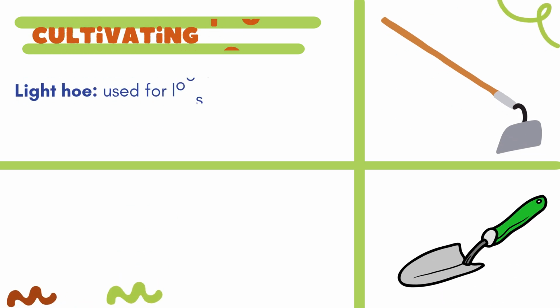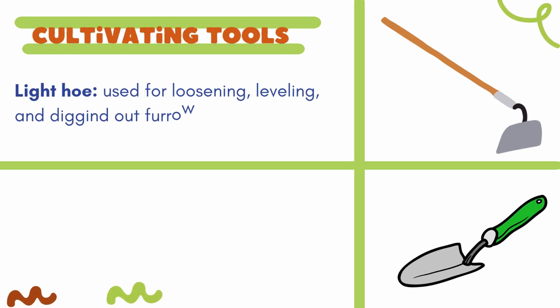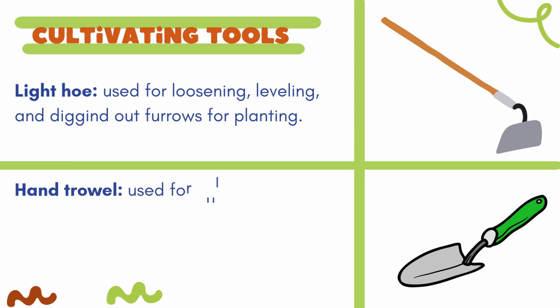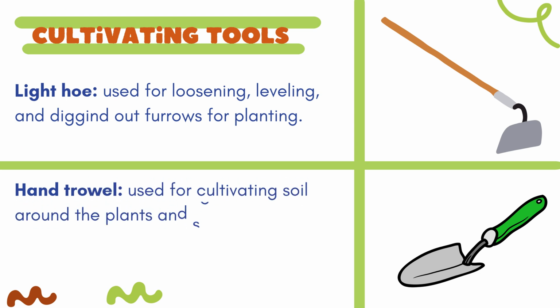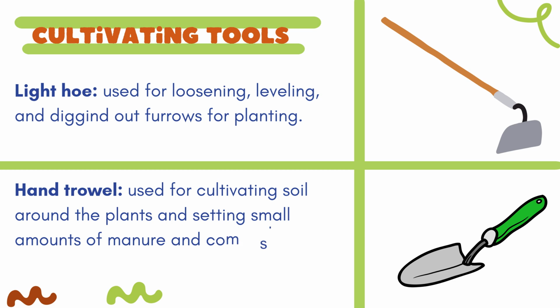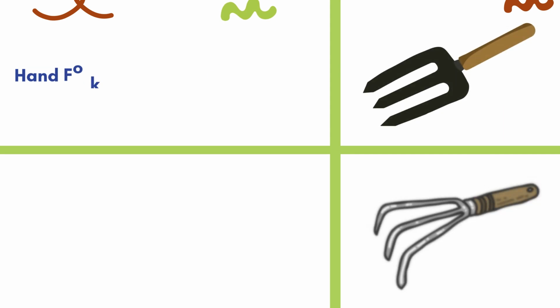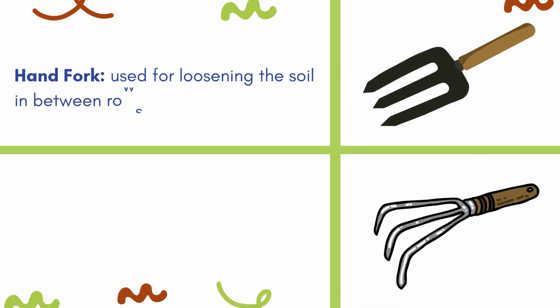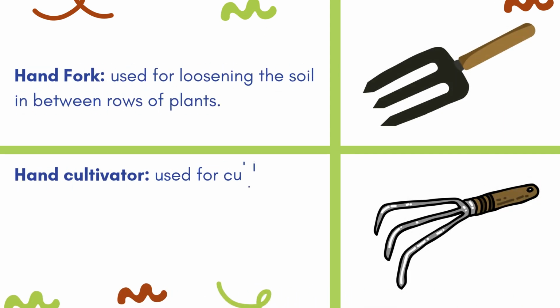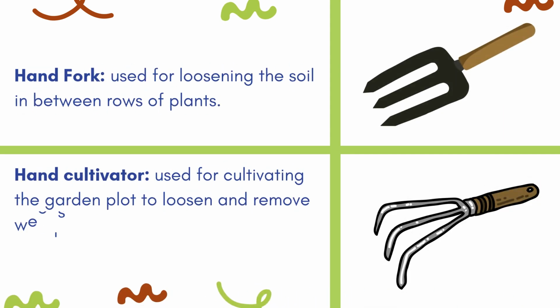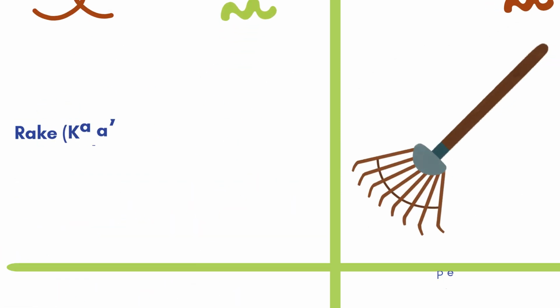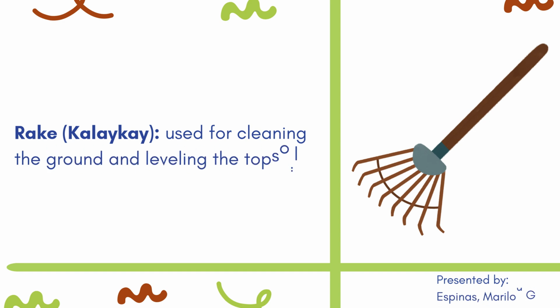Cultivating tools. Light hoe, used for loosening, leveling, and digging out furrows for planting. Hand trowel, used for cultivating soil around the plants and setting small amounts of manure and compost in the soil. Hand fork, used for loosening the soil in between rows of plants. Hand cultivator, used for cultivating the garden plot to loosen and remove weeds around the plant. Rake, kalaykay, used for cleaning the ground and leveling the topsoil.